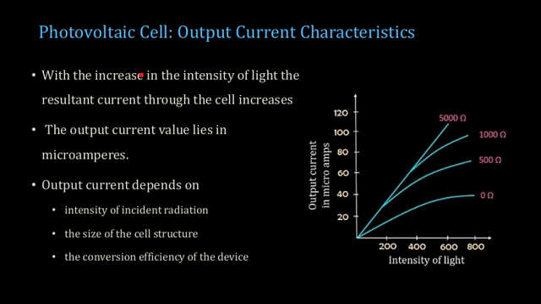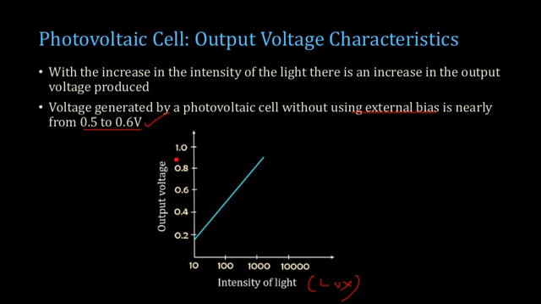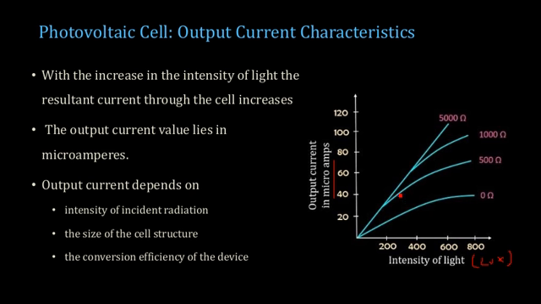And we look at the output current characteristics. With the increase in intensity of the light, again measured in lux, the current is in microamperes. Remember, the voltage was in volts, in the range 0.5 to 0.6. Here the current is in microamperes. So only a very small value of current is flowing with the change in intensity.